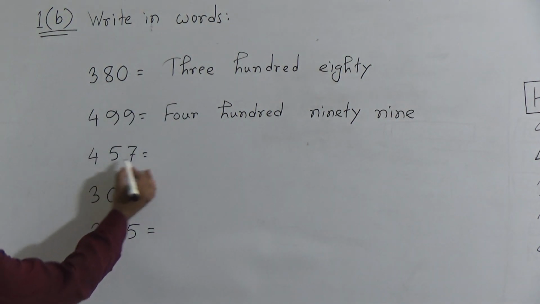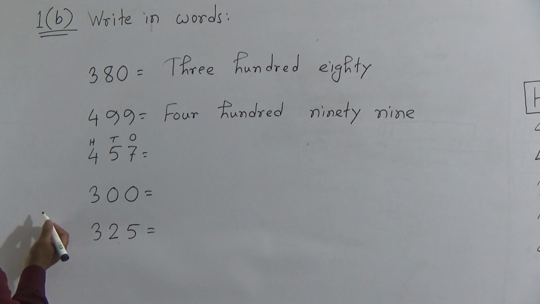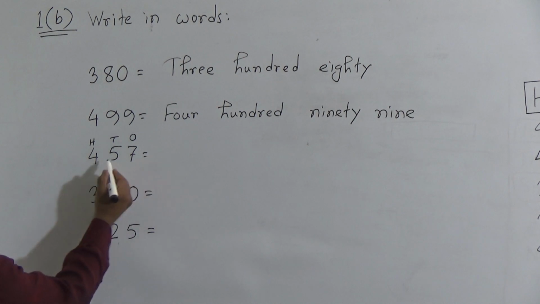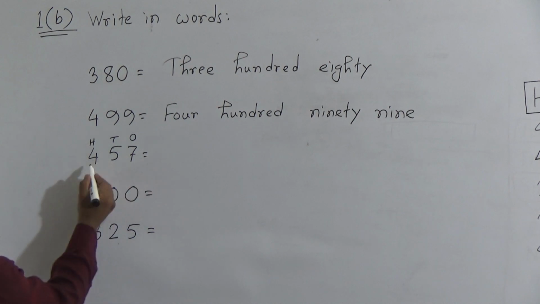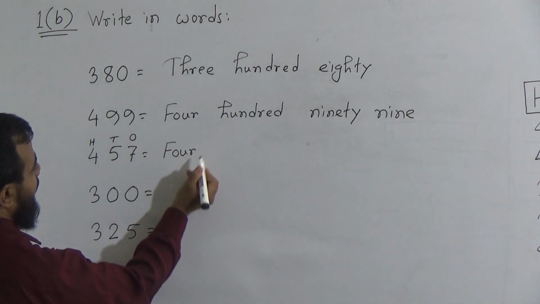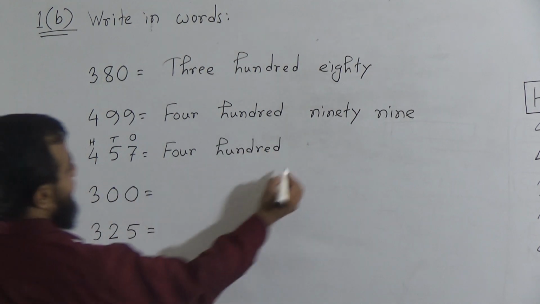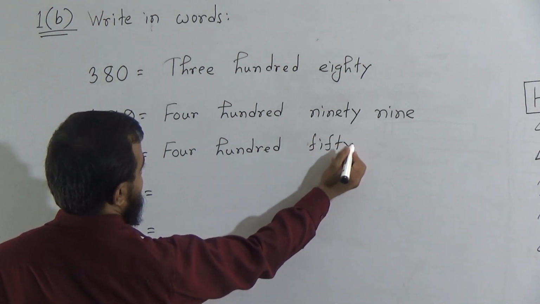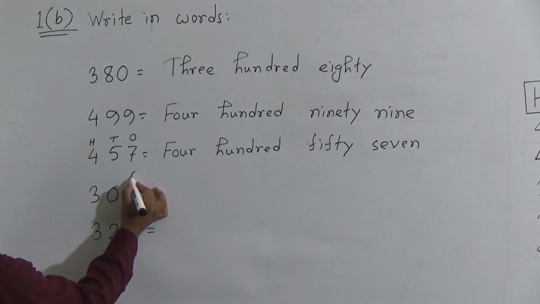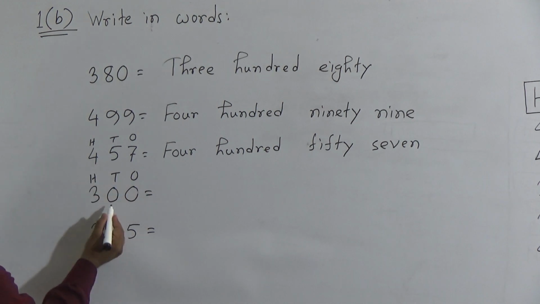The next number is 457: 7 is in ones position, 5 is in tens position, 4 is in hundreds position. It should be 400, and 50, and 7 because 5 is in tens position. It should be 57. So 457: four hundred fifty-seven.